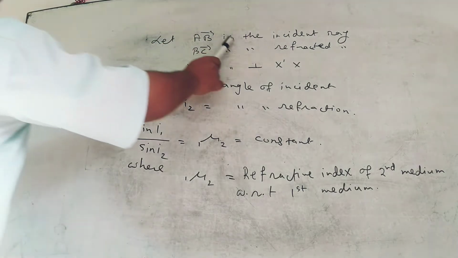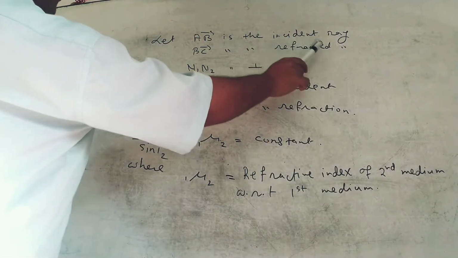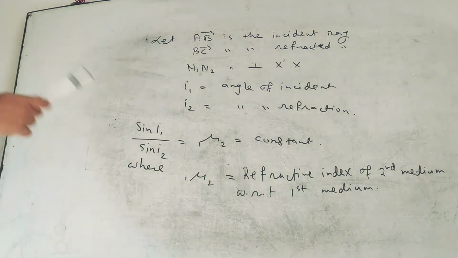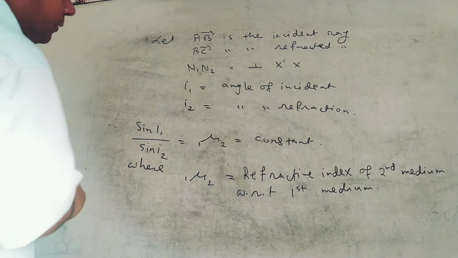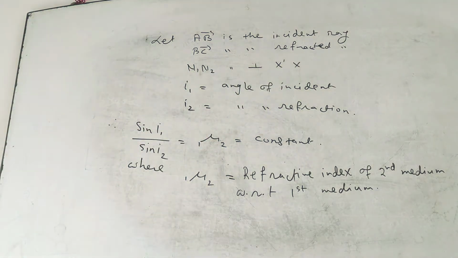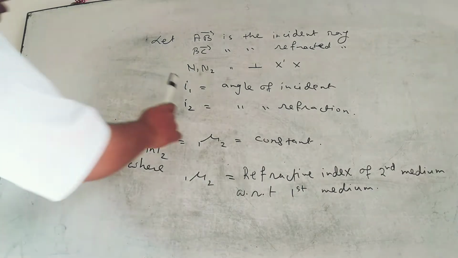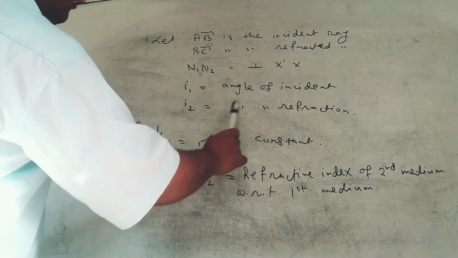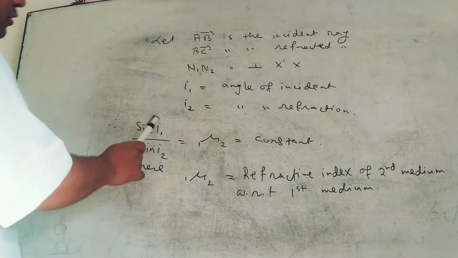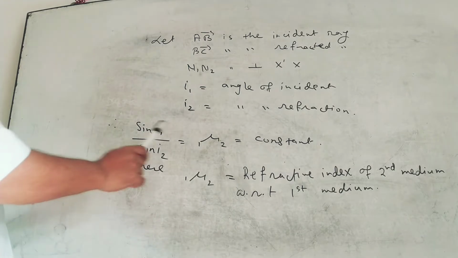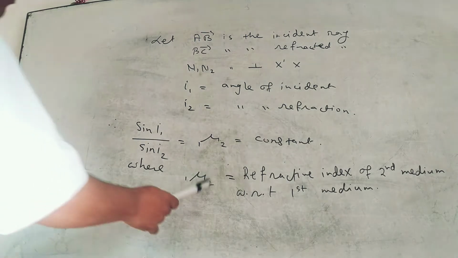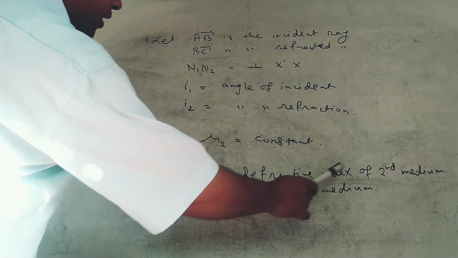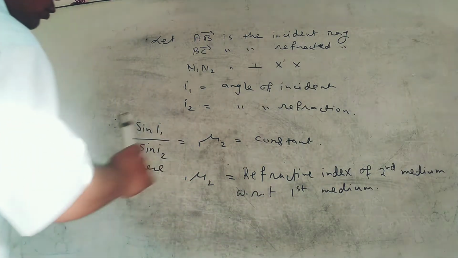Let AB be the incident ray, BC the refracted ray according to the first figure, and N1N2 the normal to X prime X, where X prime X is the plane of separation between the two media, rarer medium and denser medium. I1 is the angle of incidence, I2 is the angle of refraction. Therefore, sin I1 by sin I2 is equal to 1μ2, which is a constant, where 1μ2 is known as the refractive index of the second medium with respect to the first medium.